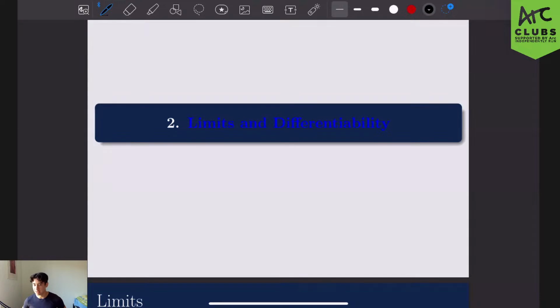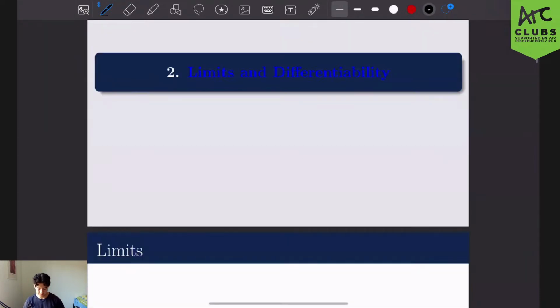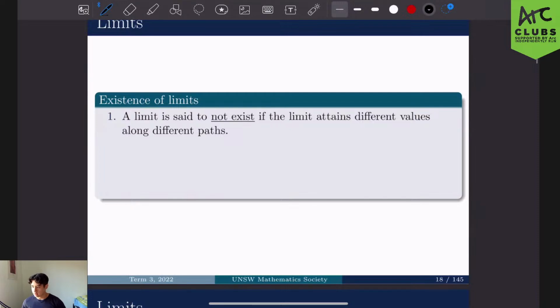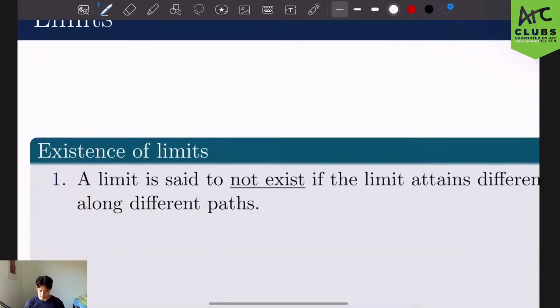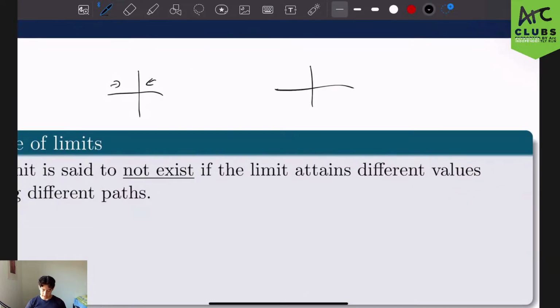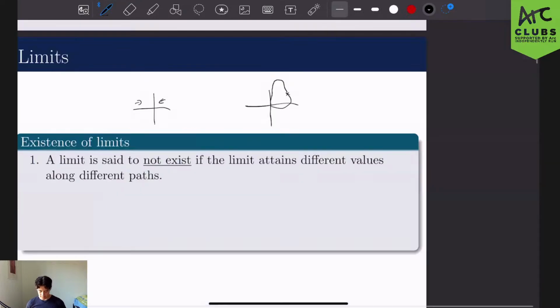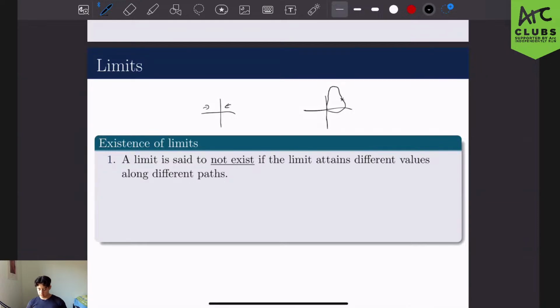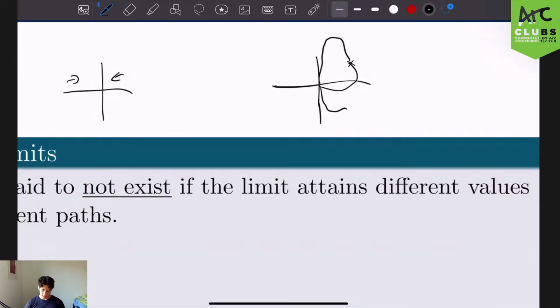Alright, so limits and differentiability. Let's get into it. So first off, what is the existence of a limit? A limit is said to not exist if the limit attains different values along different paths. Before in real, you either approach from the negative or the positive, but in complex you can come from all sorts of paths, right? To a certain point, you can come from here or wherever. So the limit does not exist if you get different values if you take a different path.